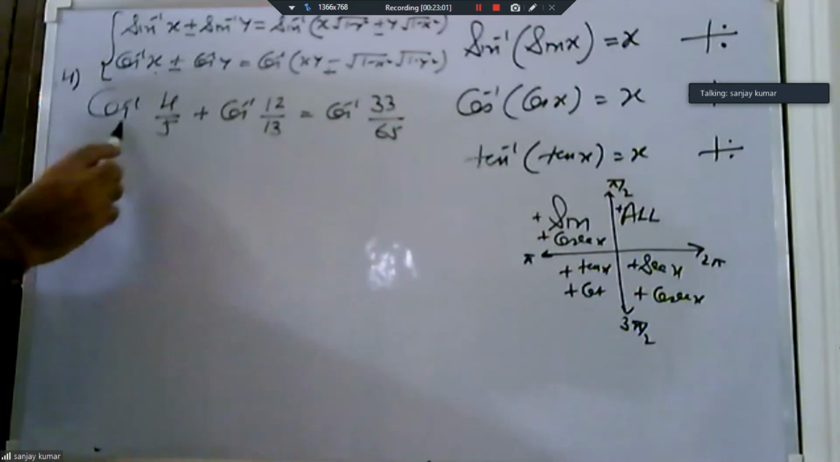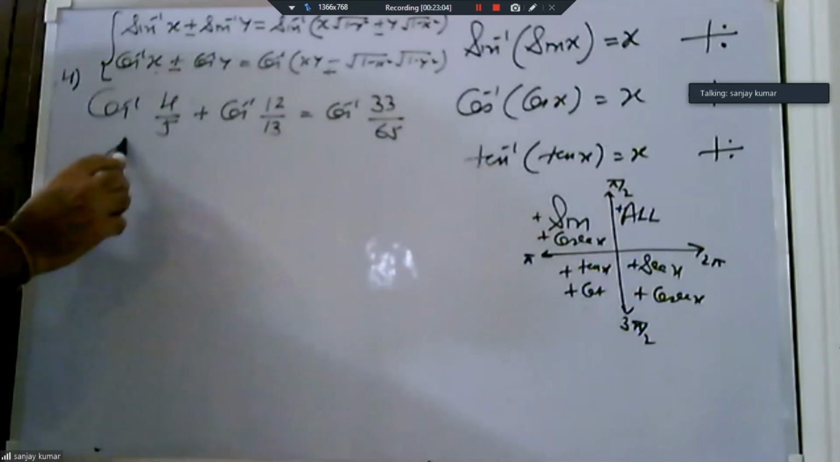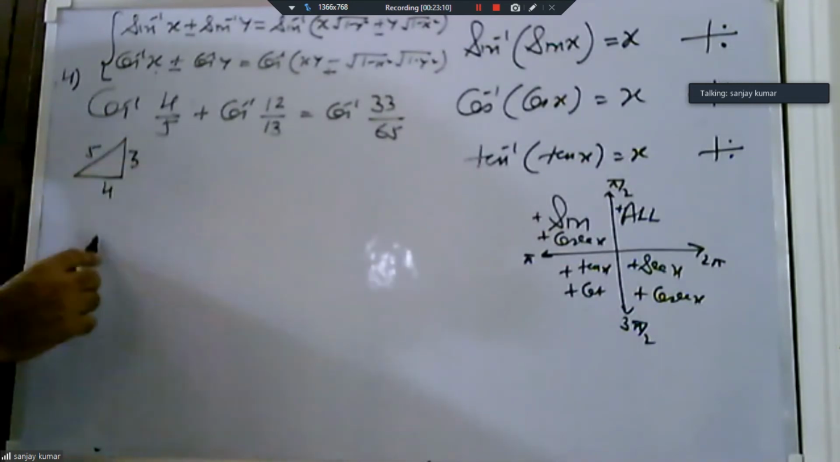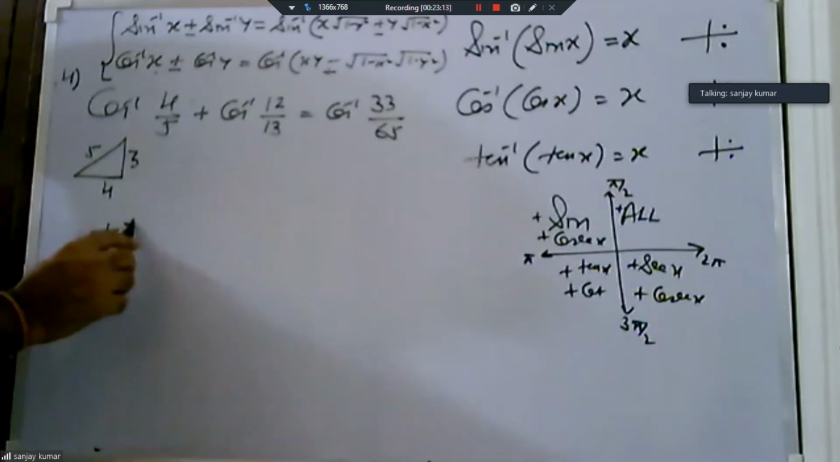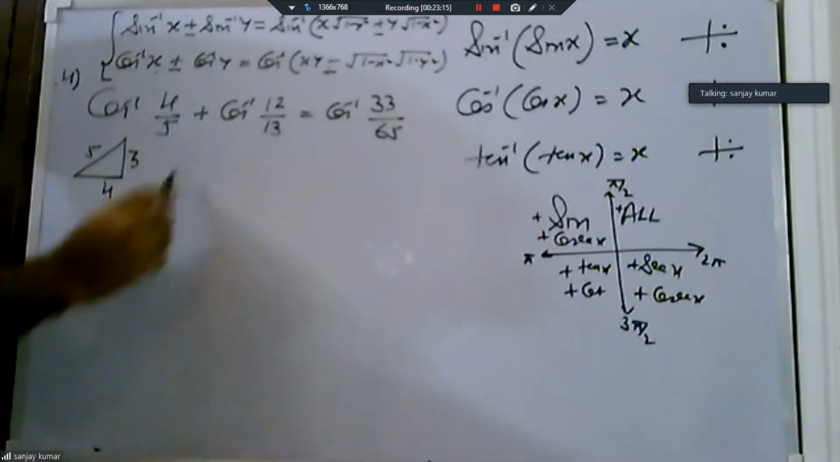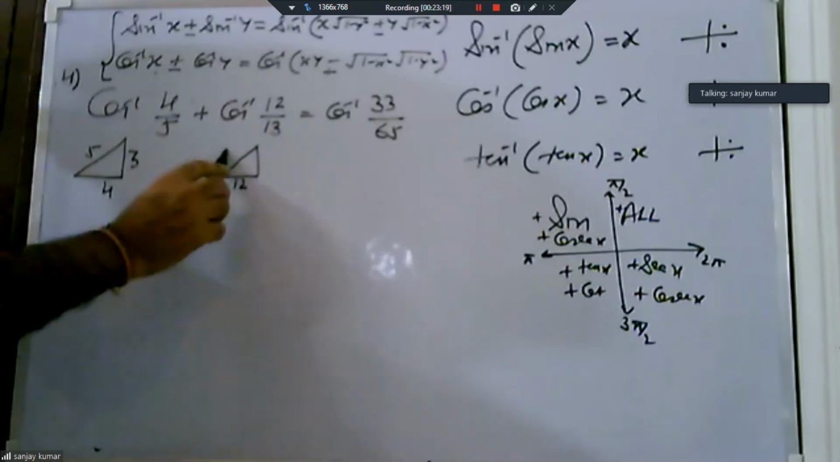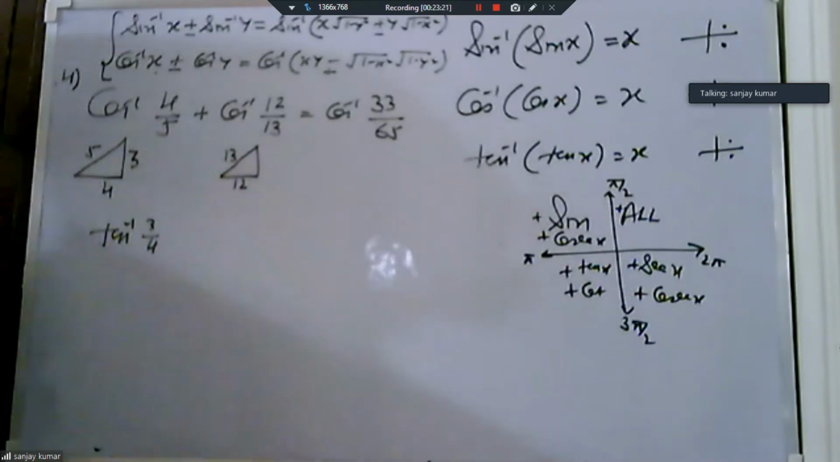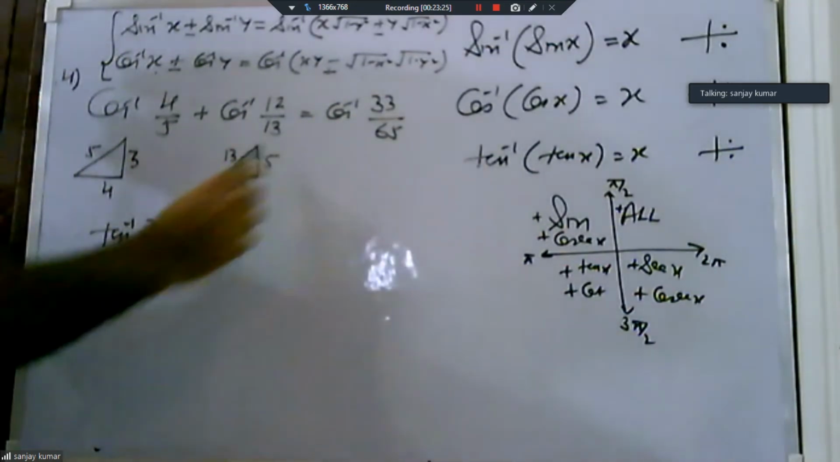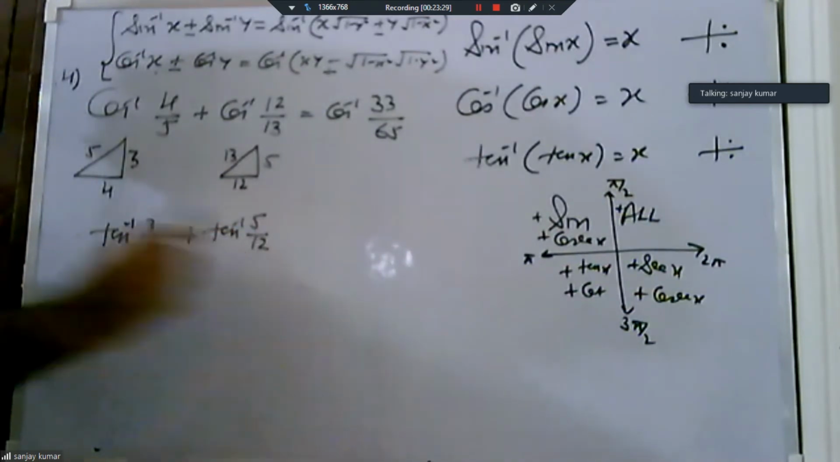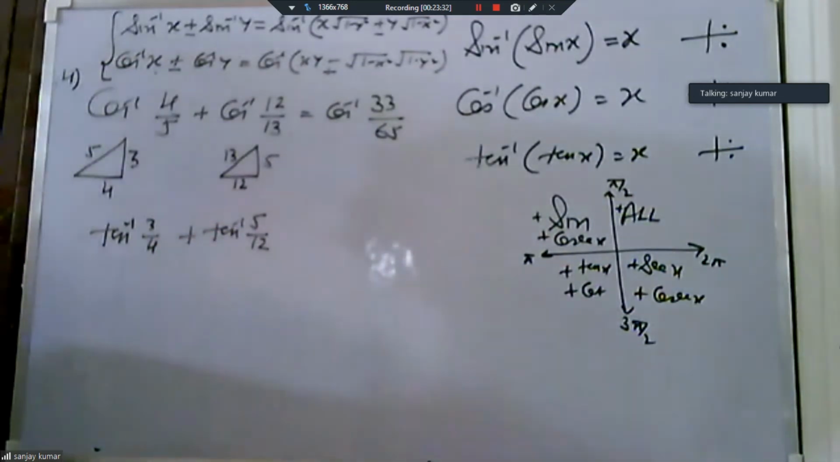So first, for 4 by 5 we make a triangle, with base 4 upon hypotenuse 5, so the third side is 3. So it becomes tan inverse 3 by 4. Next, for 12 by 13, again base upon hypotenuse: 13 square is 169, 169 minus 144 is 25, so the third side is 5. So this is tan inverse 5 by 12.